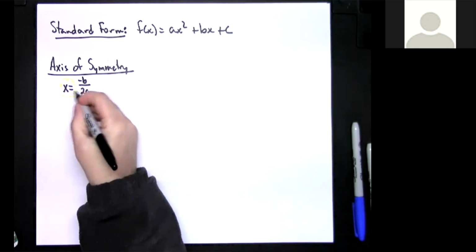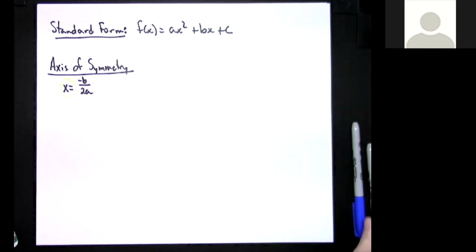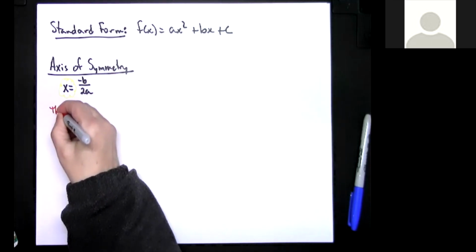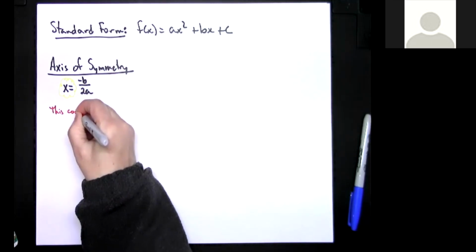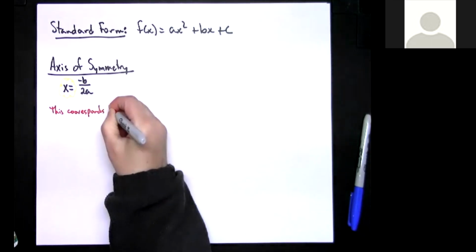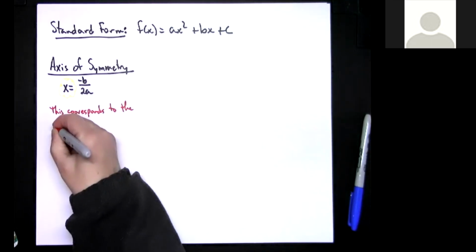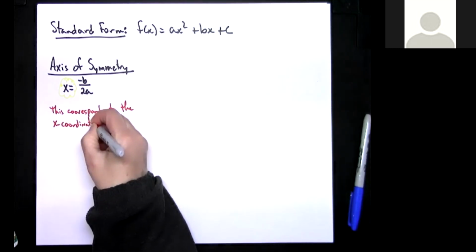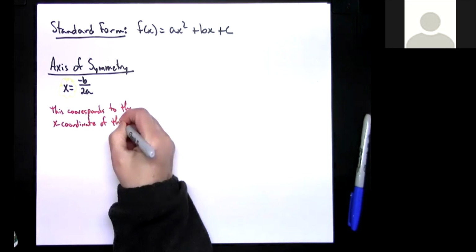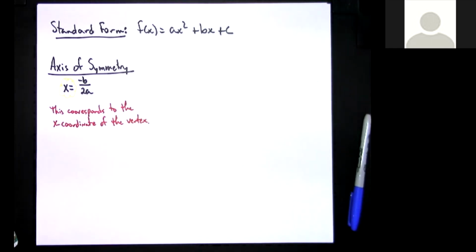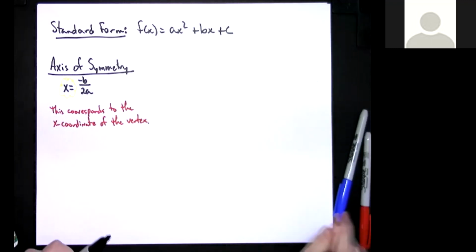So this corresponds to, well, let's actually write that. This corresponds to the x coordinate of the vertex. I said it verbally, but now we've actually written it down. It corresponds to the x coordinate of the vertex.